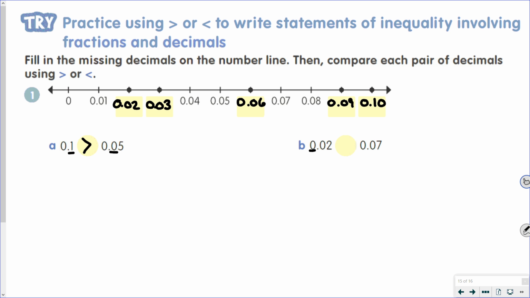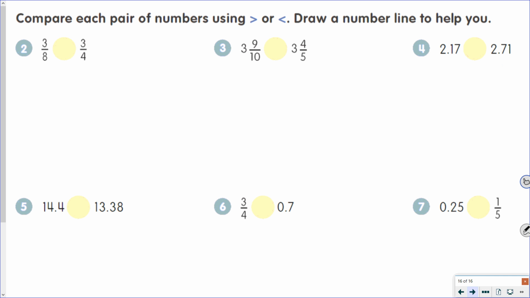For part B, whole numbers are the same. 10th place are the same. 2 is less than 7. So 2/100ths is less than 7/100ths. 3/8 compared to 3/4. Well, a good common denominator to use would be 8. 3/4 is equivalent to 6/8, so 3/8 is less than 6/8.